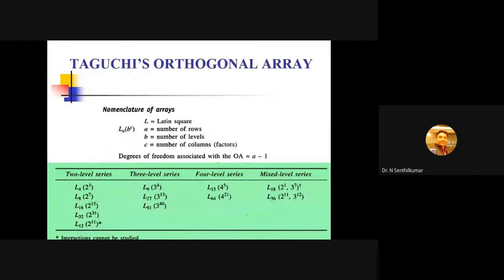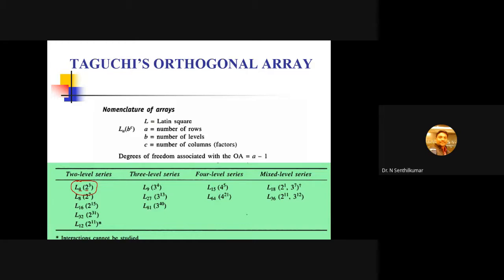If I'm going with 2 levels, then 2 power. If I'm going with 3 levels, then 3 power. So here take it as an example. L4 2 power 3. So this 4 is nothing but 4 sets of experiments, 4 rows, and 2 levels, 3 parameters. This is 3 parameters varied through 2 levels. We can have the L4 orthogonal array.